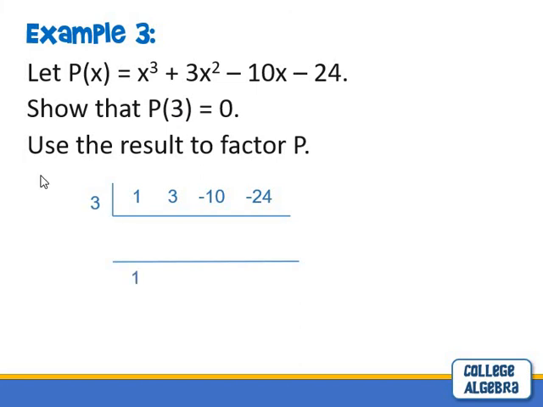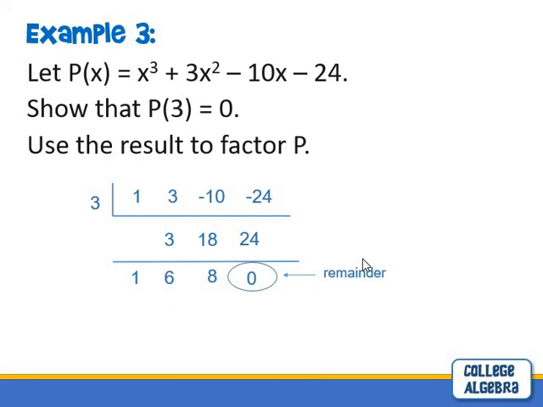So we drop the 1 and then do 1 times 3 is 3, add the column, 3 plus 3 is 6. And then do 6 times 3 is 18, add the column, and we get 8. 8 times 3 is 24, add the column, and you get 0. If you know you've got a root here, your remainder has to be 0, so you know it worked out right. So what have we shown here?